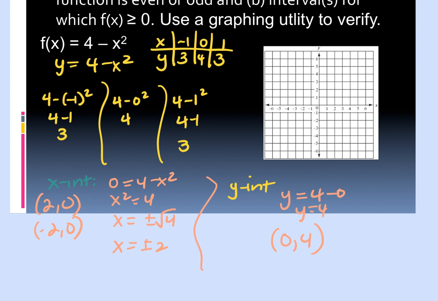So -1, 3, 0, 4, 1, 3 were the points I got from my T-chart. -2, 0, +2, 0 are what I got from my zeros. And then 0, 4 I already have because it was my y-intercept. So this is consistent with what we said, a parabola pointing down, shifted up 4 units. With me so far? Yeah?